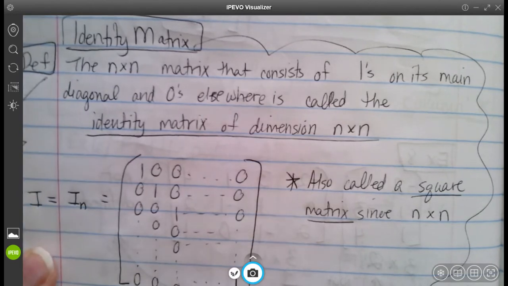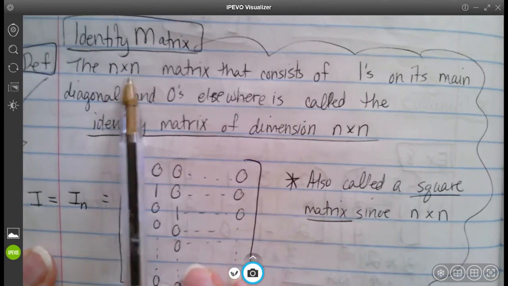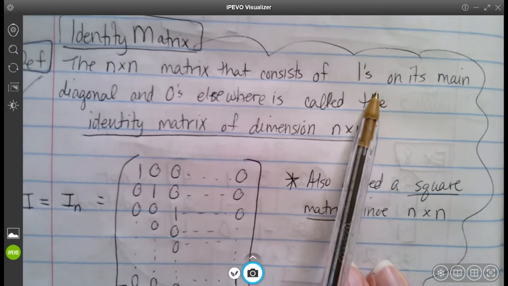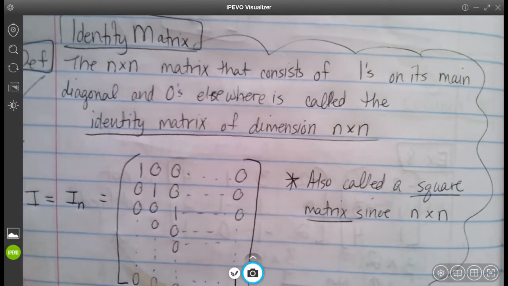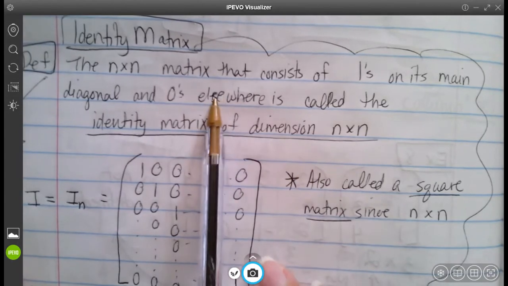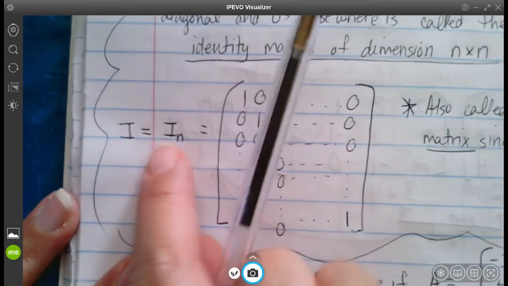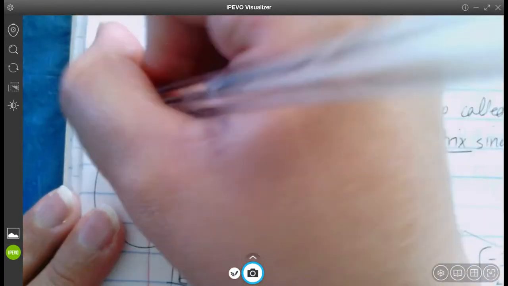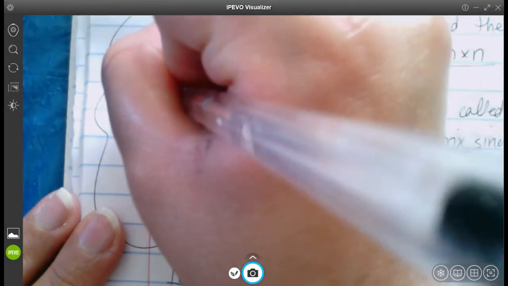It kind of works that way. It is a square matrix because the dimensions are the same, n by n, and it has a bunch of ones on the diagonal. So you'll have a diagonal of ones all the way down this way, okay? And the rest of them are just zeros. This is called the identity matrix of dimension n, and it's denoted by I or I subscript n. So both of these mean identity.